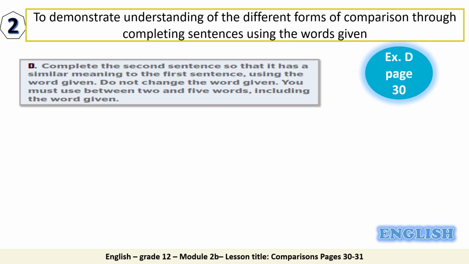The best way to assess our learning and to get the hang of it is through practice. And for this, we need to refer to exercise D, page 30. What are we asked to do? Let's read our instructions carefully. Complete the second sentence so that it has a similar meaning to the first sentence, using the word given. And do not change the word given. You must use minimum 2 words and maximum 5, including the word given.